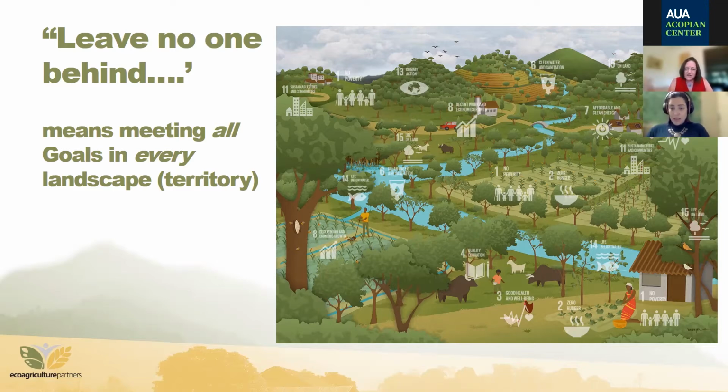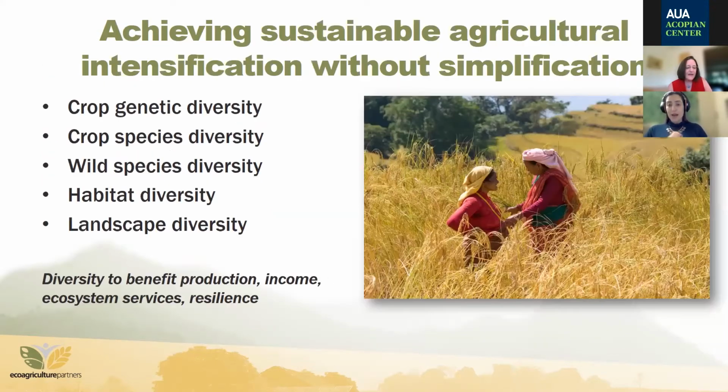The second policy challenge, if you'll go to the next slide, is achieving sustainable agricultural intensification and agricultural income growth without simplifying the landscape. It means we need to look at solutions that increase crop genetic diversity and species diversity, as well as wild species diversity in the landscape, not necessarily on every farm, but in the landscape, habitat diversity and landscape diversity, so that the landscape will provide all of the Sustainable Development Goals.